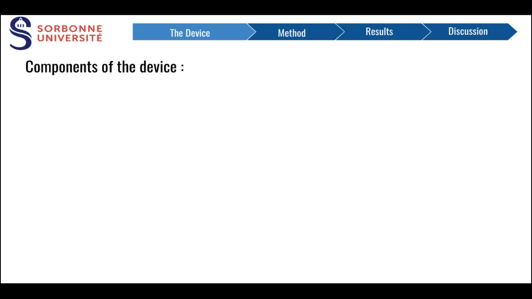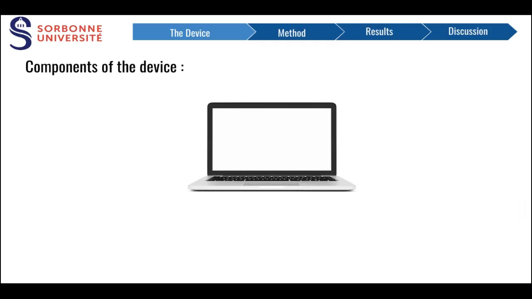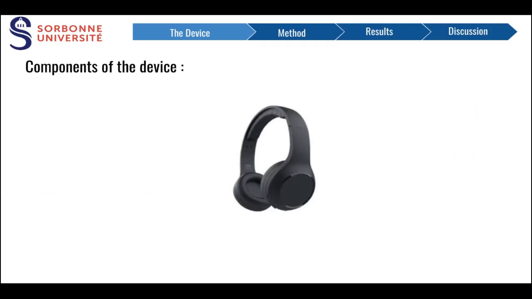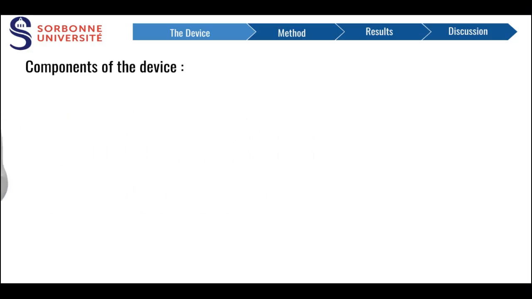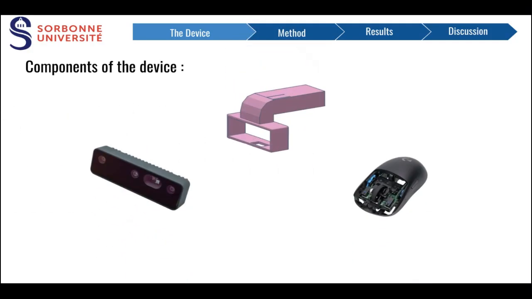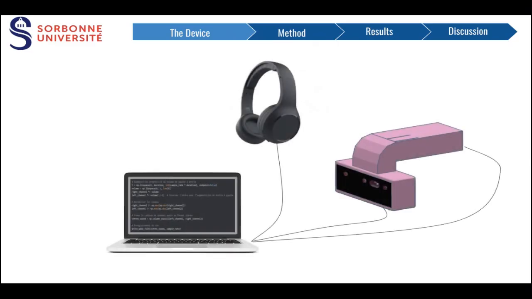This project is therefore composed of several components. A computer. An audio headset so that our user can hear 3D audio representing the information obtained from the depth image. And a casing created using a 3D printer which assembles an RGBD camera and the printed circuit board of a mouse. The device looks like this.